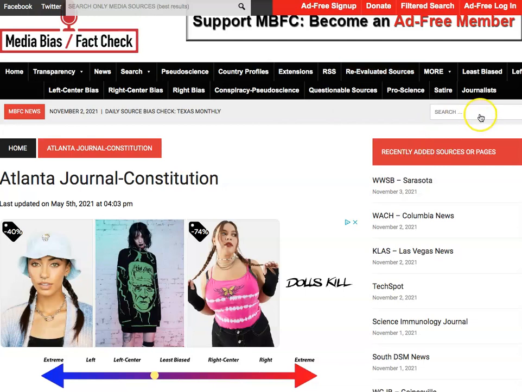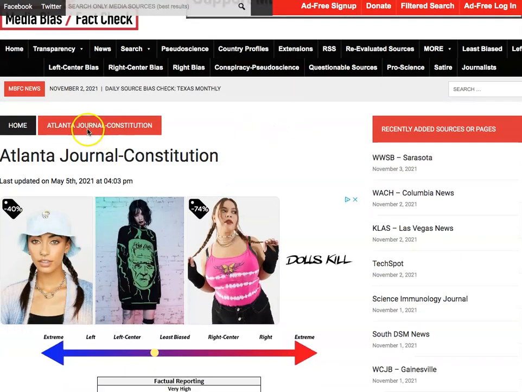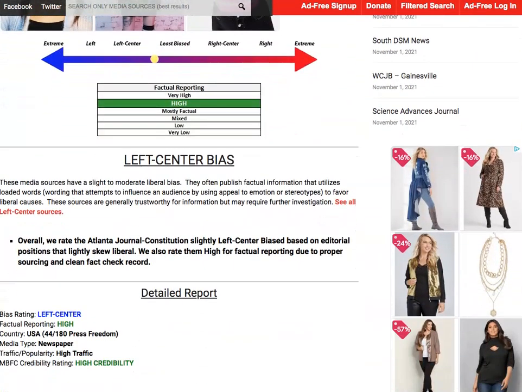So you go up here to the search and you put in the name of the thing you're looking at. You can also look at things that are least biased and things like that. And instead of just randomly going out there, why don't you use the source that already has the least bias? Keep yourself in between the markers. So I did a search for the Atlanta Journal-Constitution, and you do the search there, and it lets me know these media sources have a moderate liberal bias. They often publish factual information, and it talks about this and other left-center sources. And overall, it's rated pretty high.